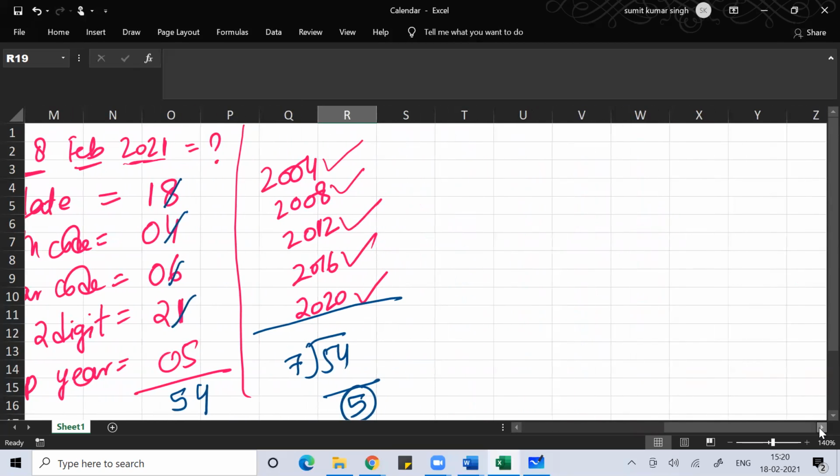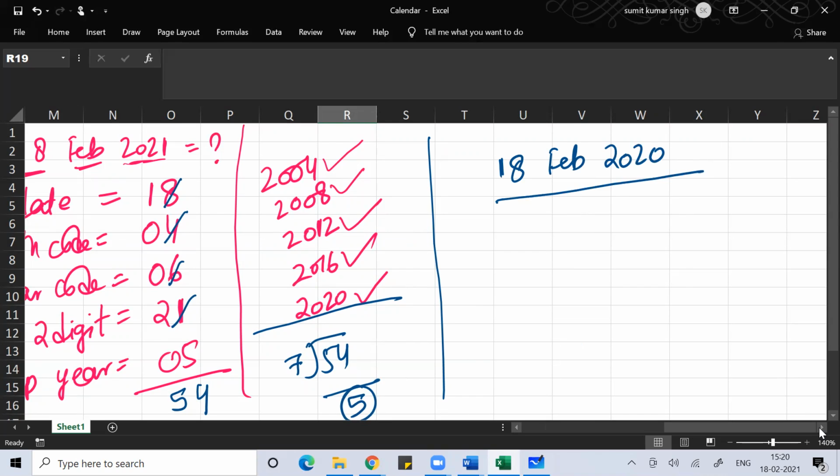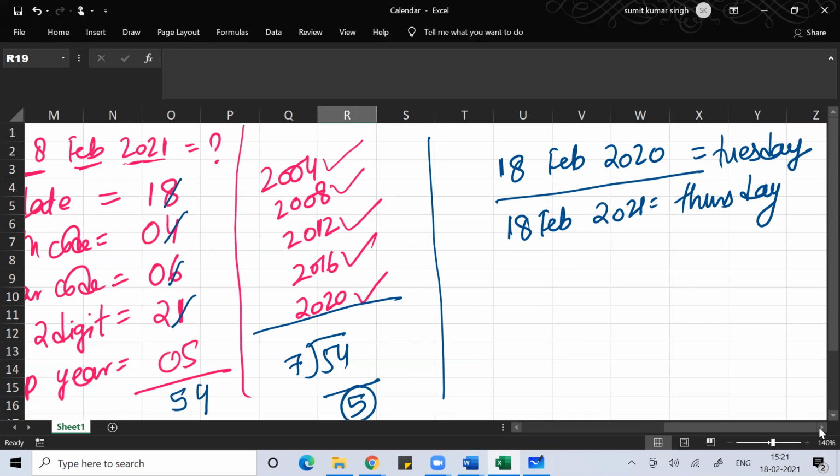Be careful on some kinds of dates. Like if I were to ask you 18 February 2020, what was the day? If you know that 18 February 2021 is Thursday, then what was the day on 18 February 2020? Tuesday. Are you understanding this? Why Tuesday, why not Wednesday? Because a leap year came in between, no? That's why 18 February 2020 was a Tuesday.